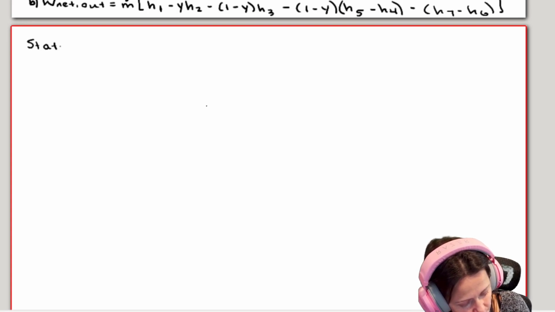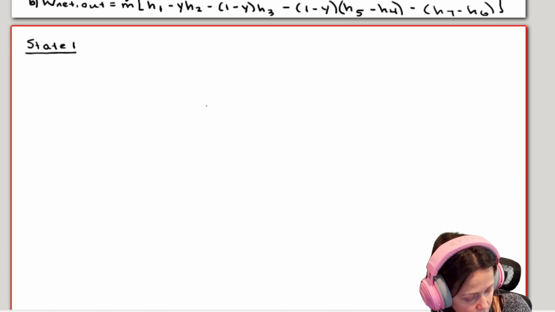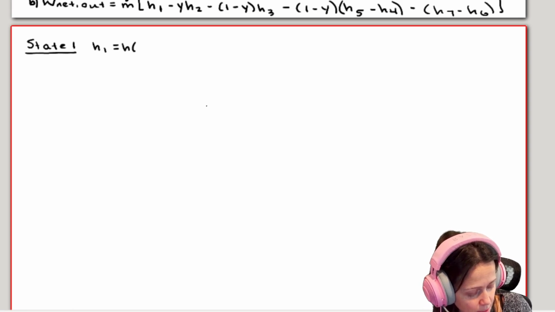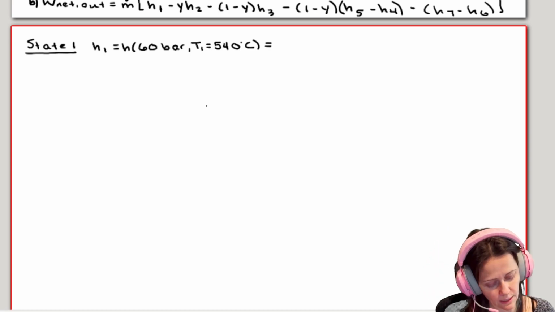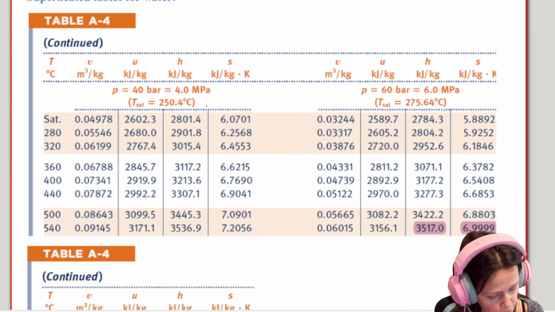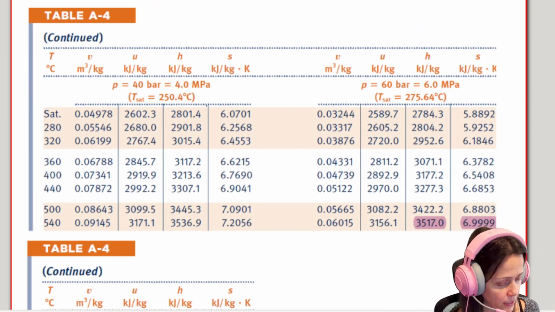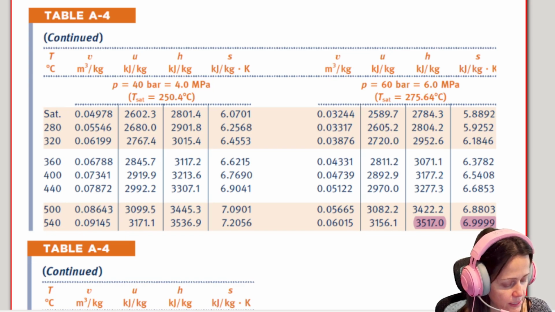State 1, I have P1 H values. So it's going to be the enthalpy at 6 megapascal, 60 bar, temperature of 500 Celsius. It is superheated. So go to my superheated table. You'll figure that out pretty quickly. But I've got an enthalpy of 3517.